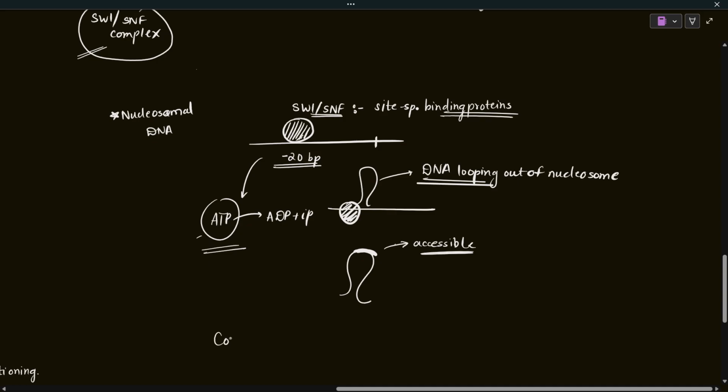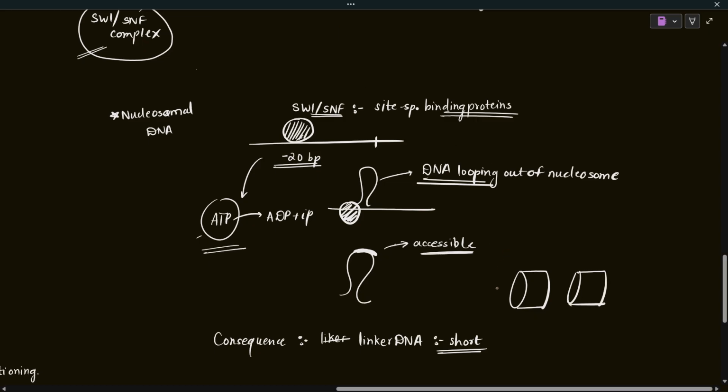So the major consequence of this process is that when this DNA is looped out of the nucleosomal structure, the linker DNA gets short. Okay, so what happens? This is the nucleosome. Okay, this is a histone core around which the DNA is wrapped. So this is the nucleosome core around which the DNA is wrapped.